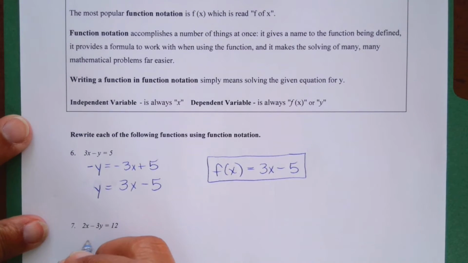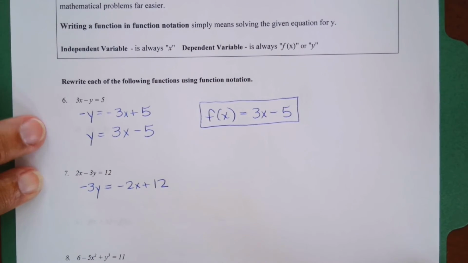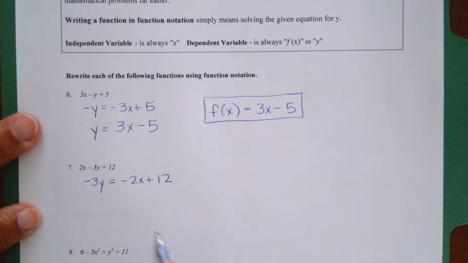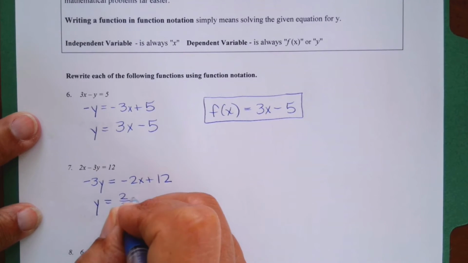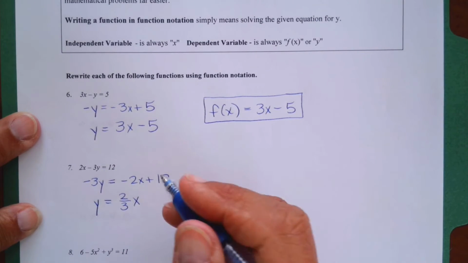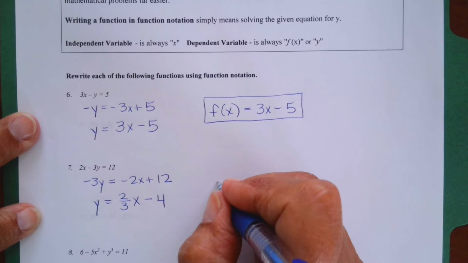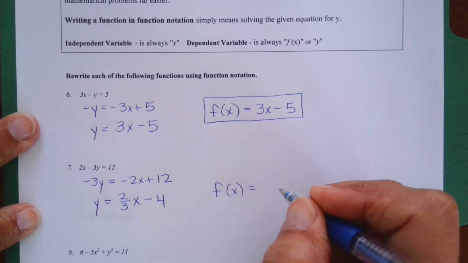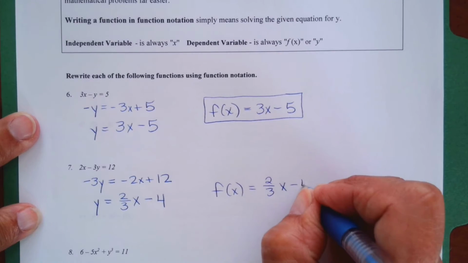So we're going to move the 2x over. Leave that negative 3y there, which equals negative 2x plus 12. Divide everything by negative 3. So negative 3 divided by negative 3 is 1, so you get y. Negative 2 divided by negative 3 is a positive 2/3. And 12 divided by negative 3 is a negative 4. So there's your equation solved for y. Writing it in function notation, just substitute f of x for y. So f of x equals 2/3 x minus 4.